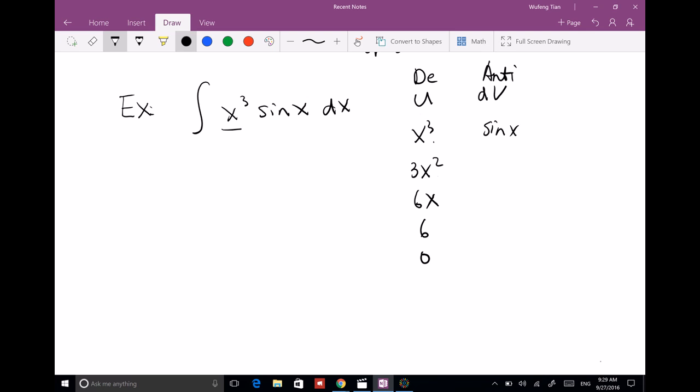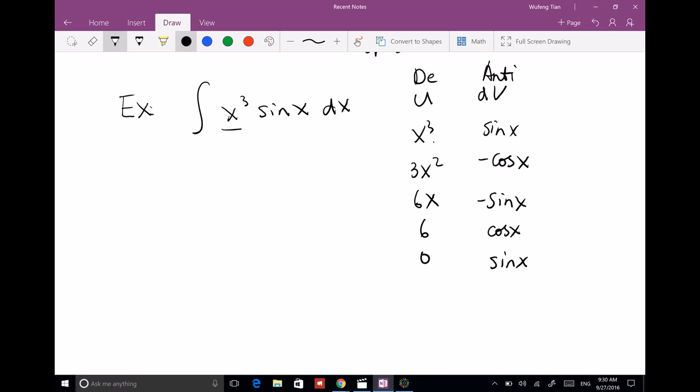Sine x, antiderivative of sine is negative cosine. Antiderivative of negative cosine is negative sine. Okay, because derivative of sine is cosine, right? Antiderivative of that is negative sine. So antiderivative of negative sine is cosine. Antiderivative of cosine is sine. So derivative of sine is cosine.